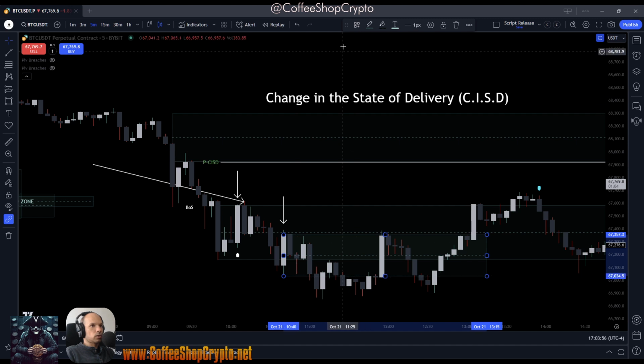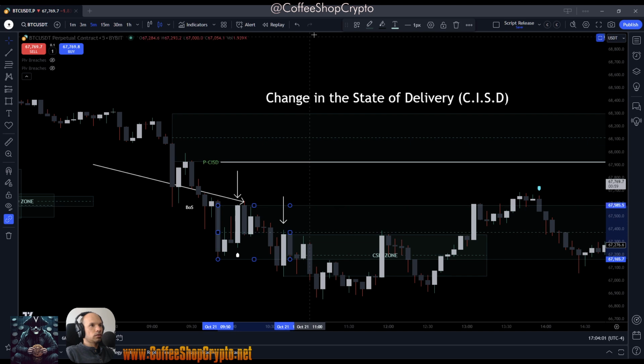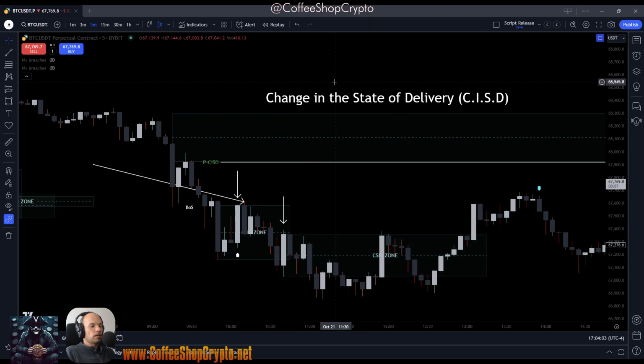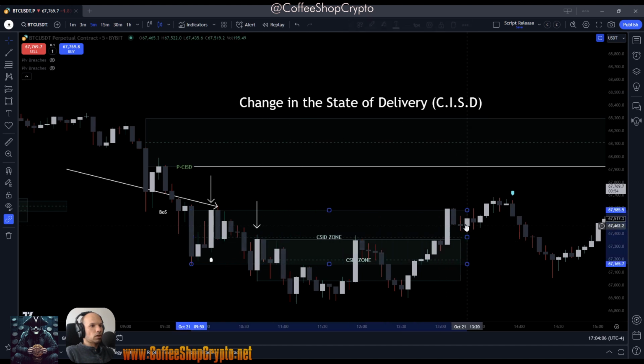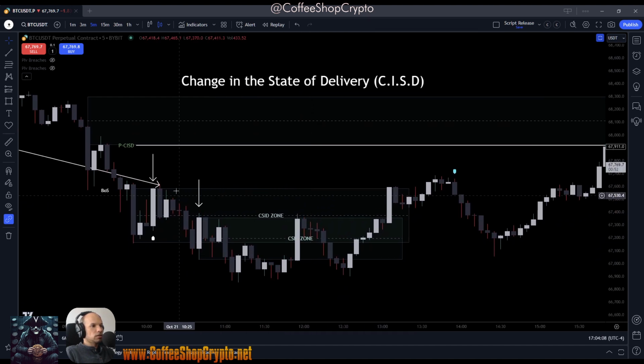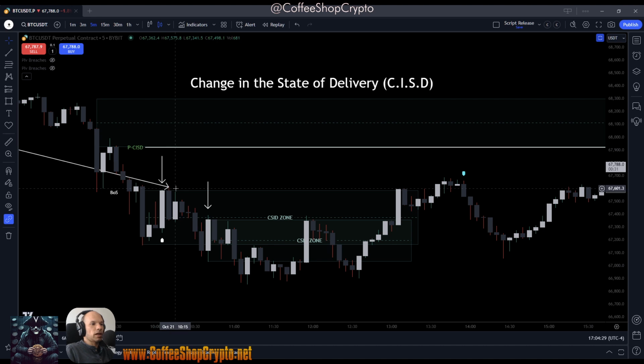So let's mark this one as a CISD as well, and then this one, which is also the same. And I'm doing this to show you that these are all over the chart, okay? So I'm looking for bullish change in the state of delivery in a downtrend, okay? It's the equivalent of seeing an engulfing candle, right? It's very similar to seeing an engulfing candle, but it only overtakes the close of the previous candle. It does not have to overtake the previous swing high, and I'll show you what that is.